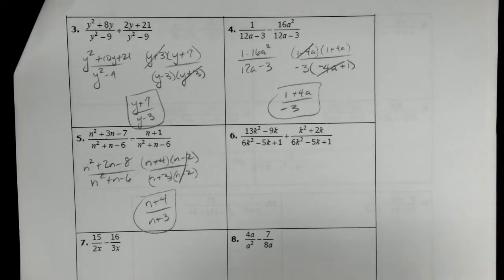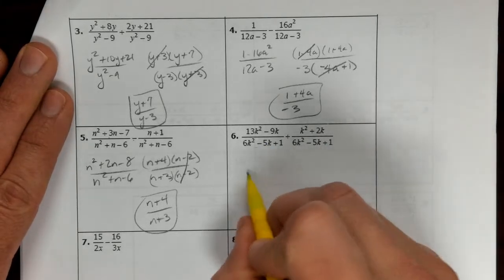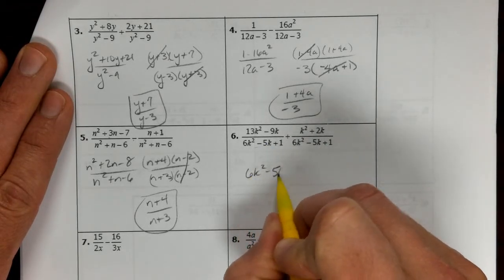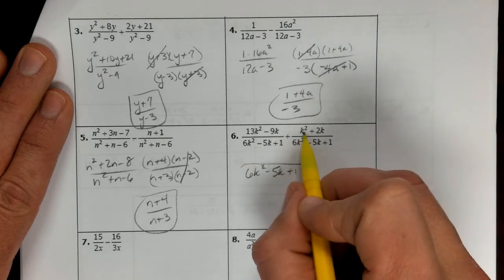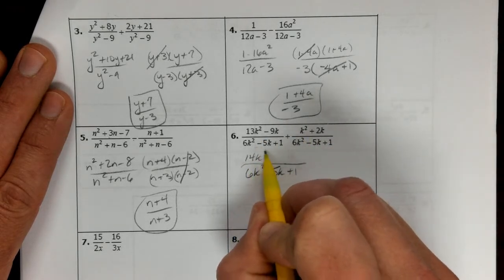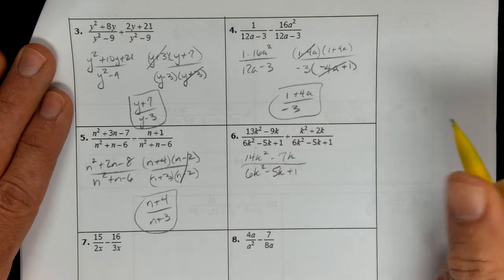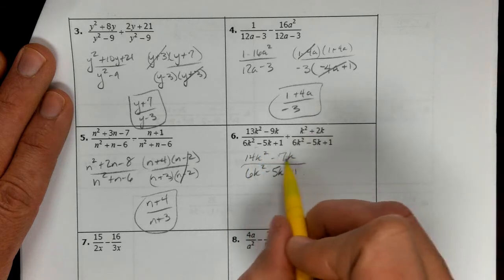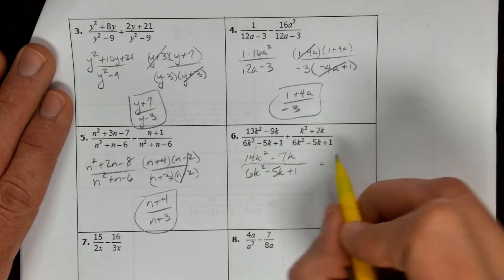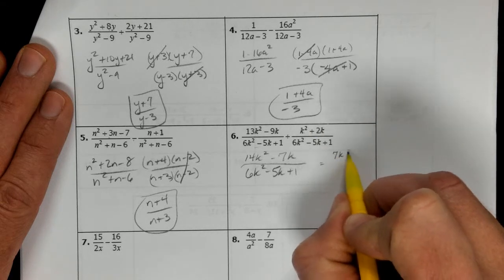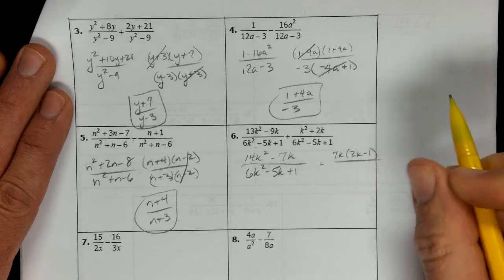All right, moving right along, looking at number 6. Okay, number 6, same denominator, so we got 6k squared minus 5k plus 1. On the top, we've got 13k squared plus k squared is going to give me 14k squared. Negative 9 plus 2 is going to give me a negative 7k. Now let's look to factor this. So I have a GCF in the top, so I can factor out my GCF of 7k. So let's take 7k out. We get 2k minus 1.